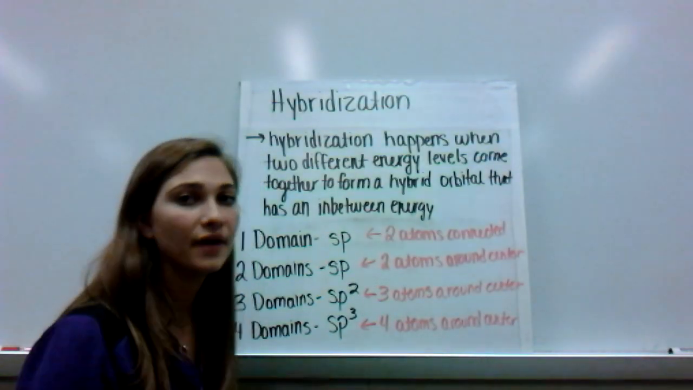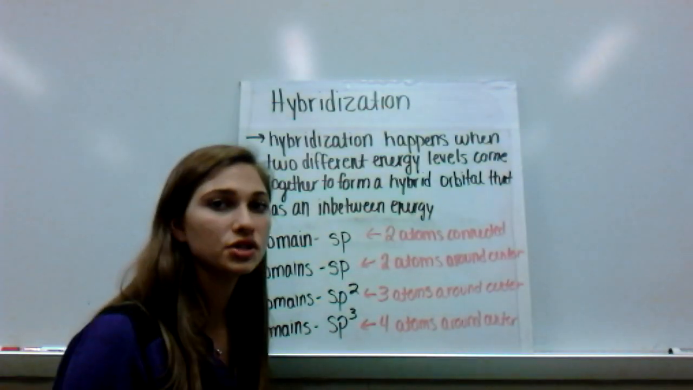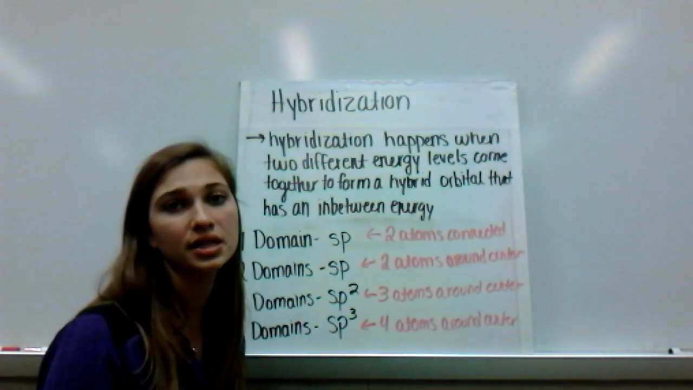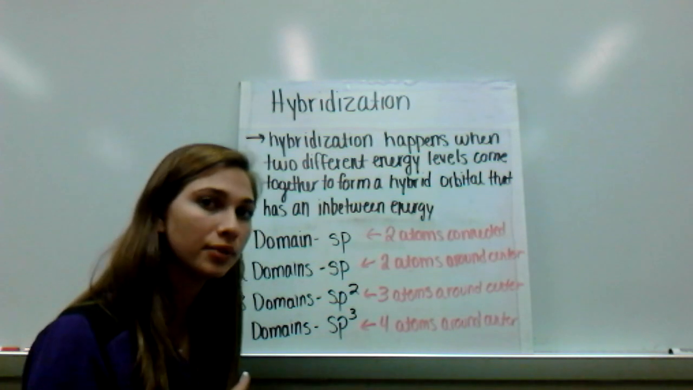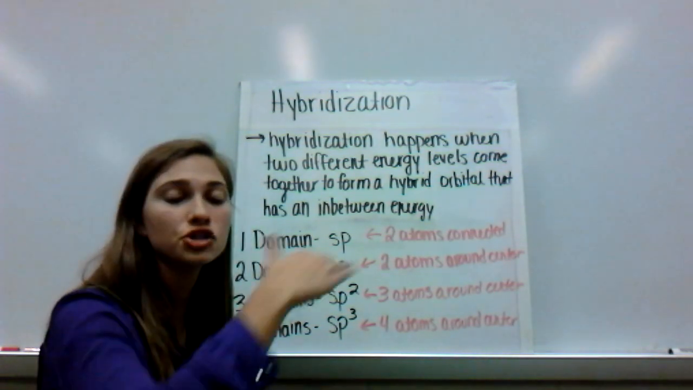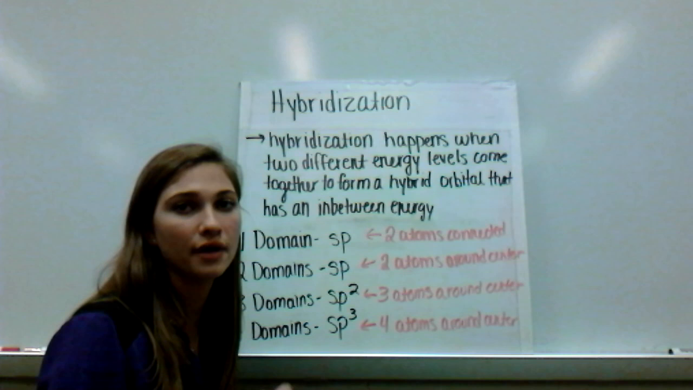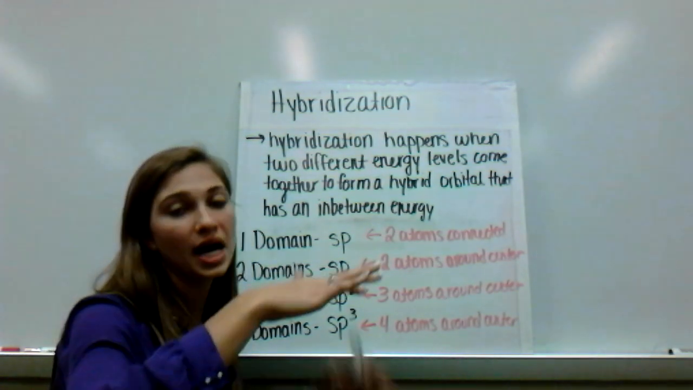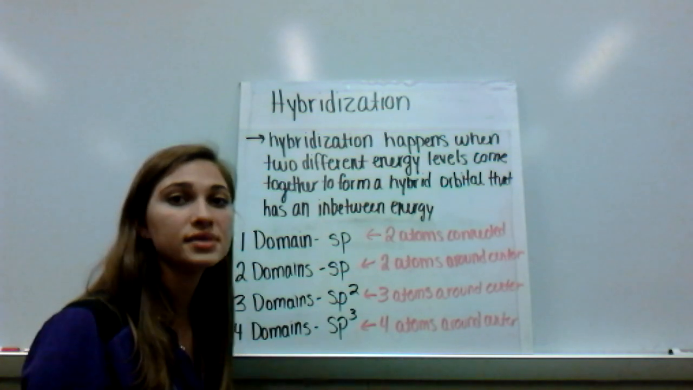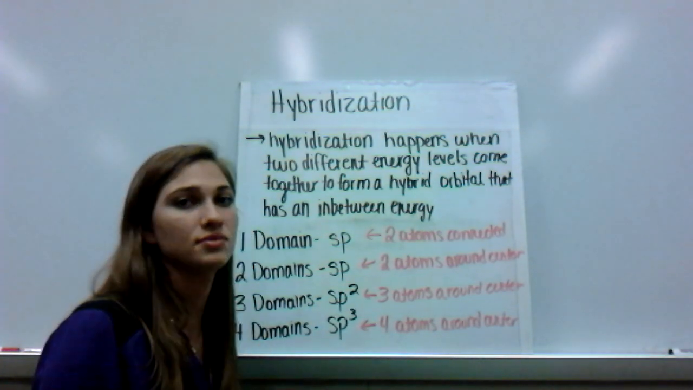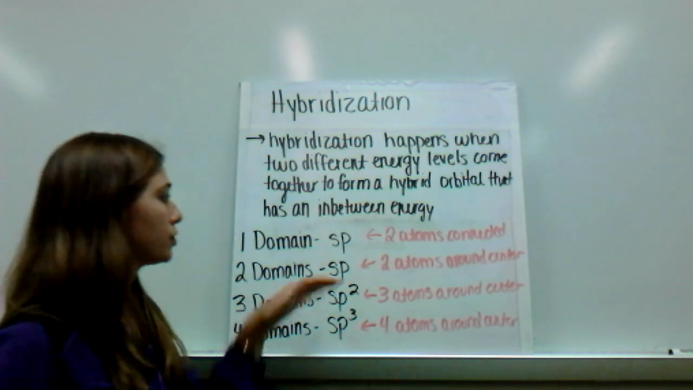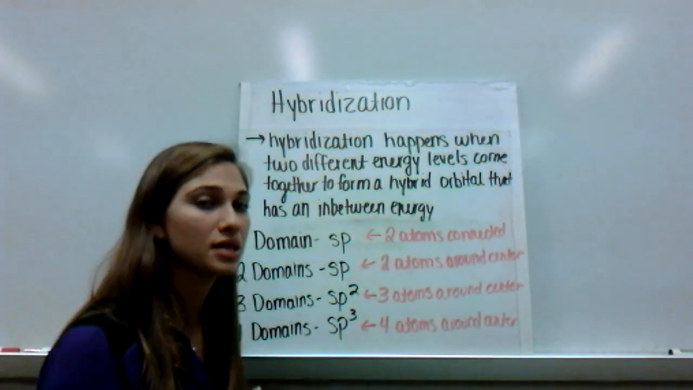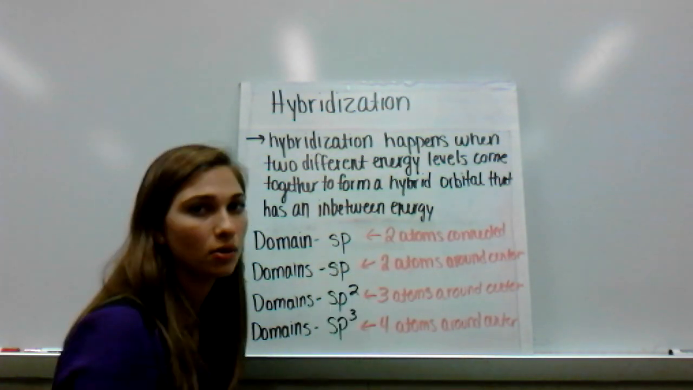Now we have hybridization. Hybridization happens when we're forming these molecules and different energy levels need to come together to form a hybrid orbital. That's something that has energy in between the 2 different energy levels, so the quantity of energy is between the higher and the lower one. It comes together so that the atoms can come together and form a molecule. When we talk about hybridization, we're mainly going to be talking about the hybridization of s and p orbitals.